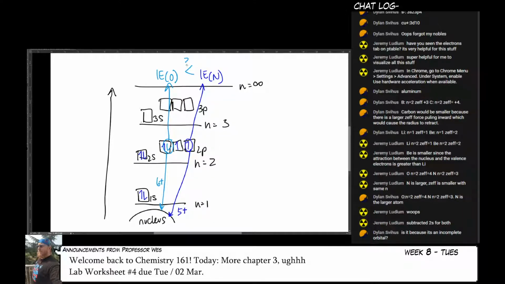I'll give you a hint. There's a reason I wrote it in light blue so you could tell which electron was the extra electron from oxygen in the 2p orbital. And then hint number 2 would be, what do electrons do to each other?